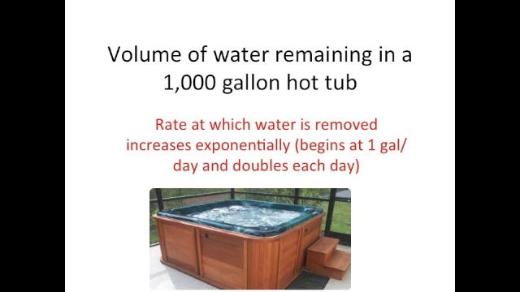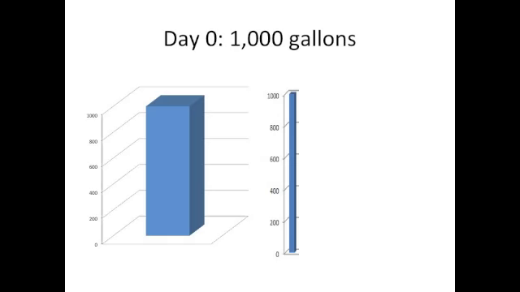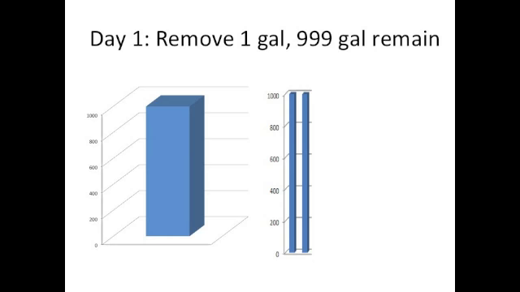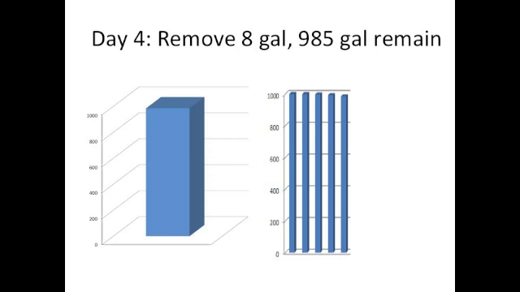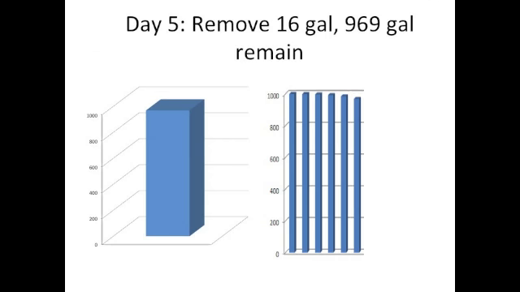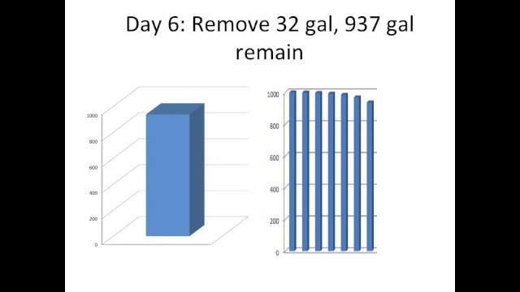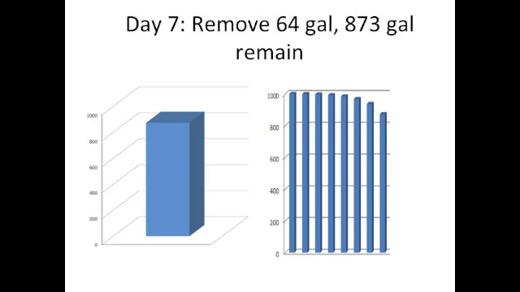Let's take a look visually what happens to the amount of water in the hot tub each day as time goes on. You start out with a full hot tub, and on day 1 you remove 1 gallon, and then 2 gallons, and then 4 gallons. It seems like you're hardly using any water at all. Even on day 6 you have over 900 gallons left in the hot tub.